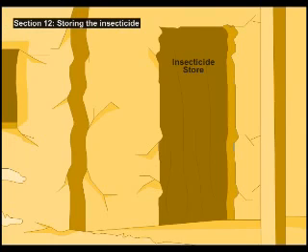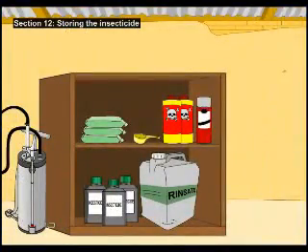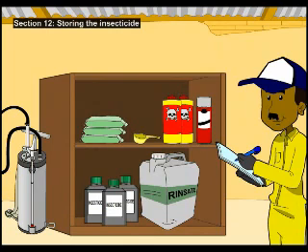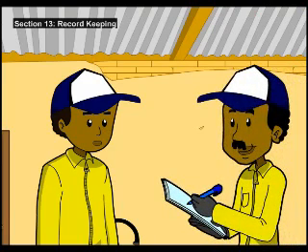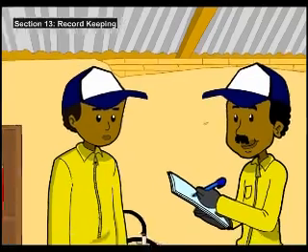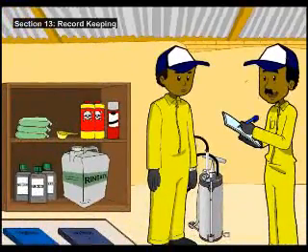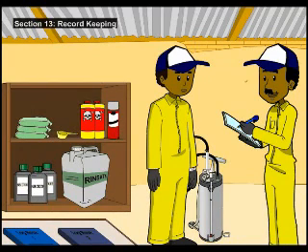Section 12. Storing the insecticide. Insecticides need to be stored in a cool, dark store that can be securely locked. Records need to be kept of insecticide stock from delivery to spraying. Section 13. Record keeping. Record keeping is one of the most important factors in any indoor residual spraying program. For example, record keeping of insecticide stock from delivery to spraying, and also record keeping of structures sprayed and individual performance.